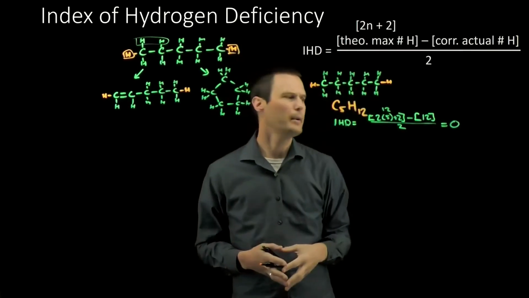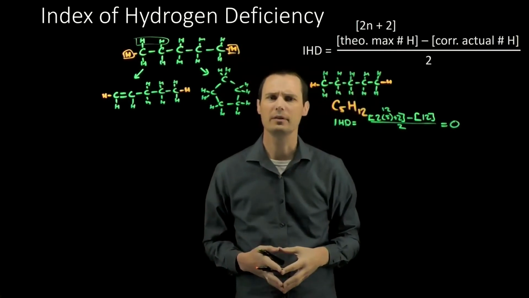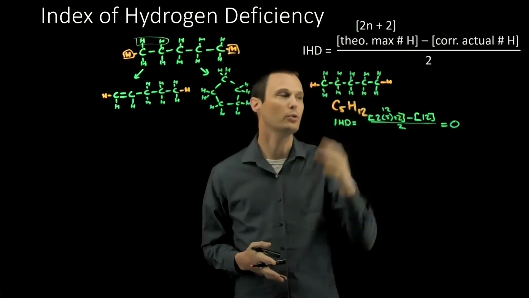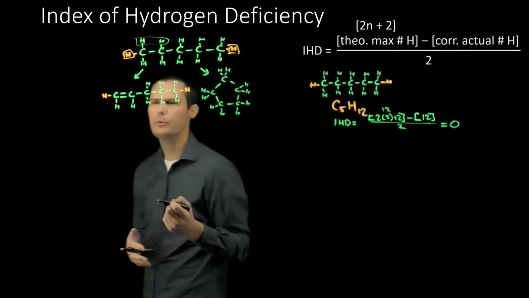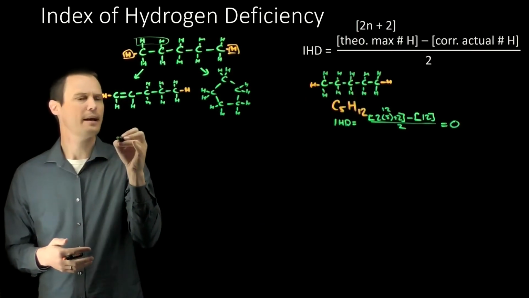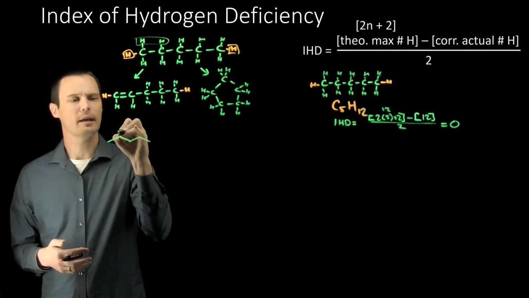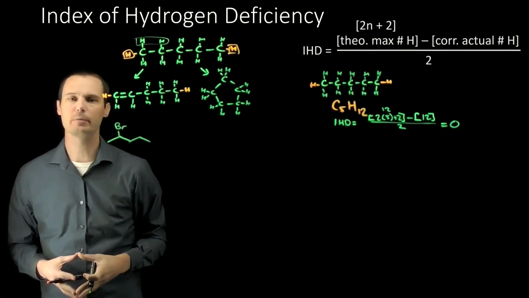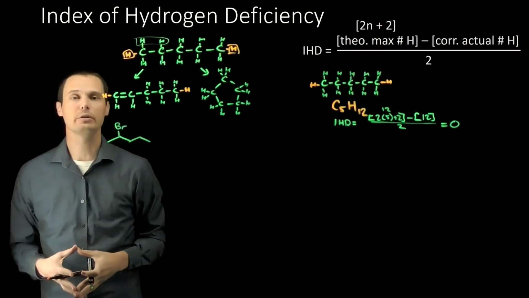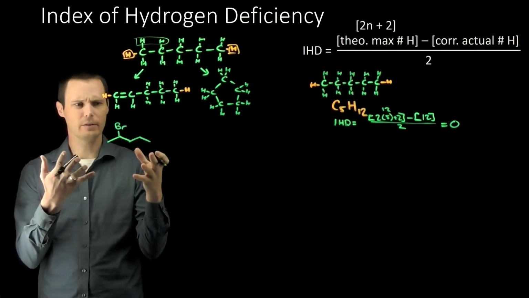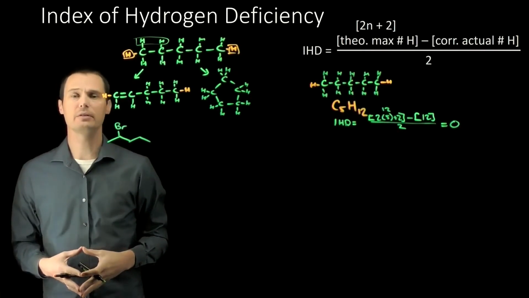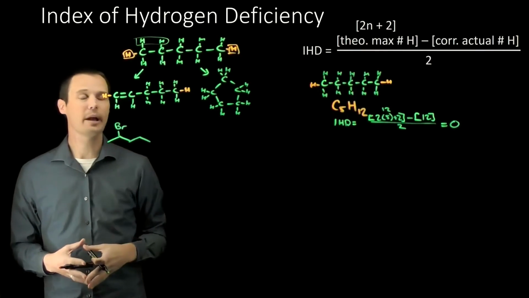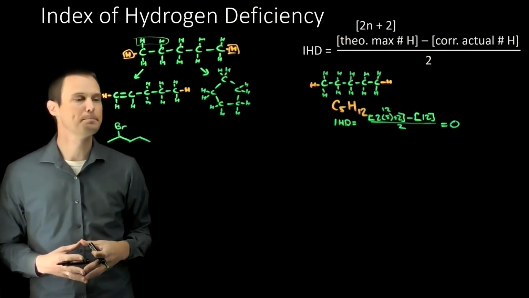There are no pi bonds and no rings in this molecule, so I knew that there are no degrees of unsaturation. But let's look at a different example. If I instead take this 5-carbon hydrocarbon and I add a bromine to carbon number 2, how does this change the degrees of unsaturation? Well, again, I can see that there are no rings and no pi bonds, so the index of hydrogen deficiency should be 0. But let's go through our calculation and see how this changes.